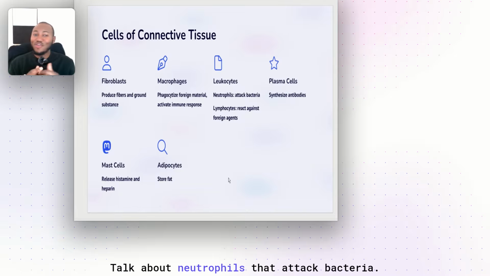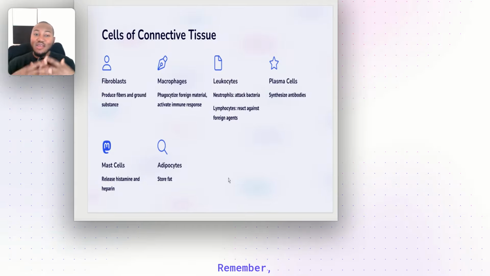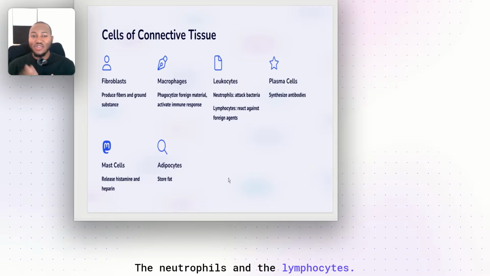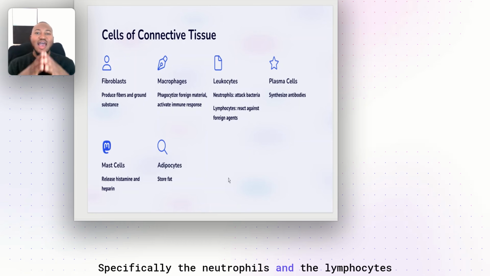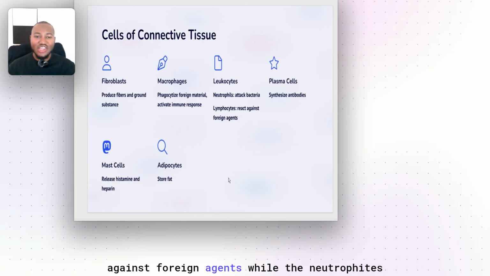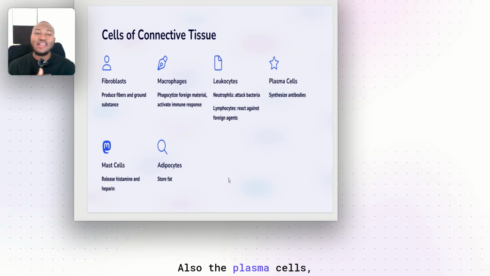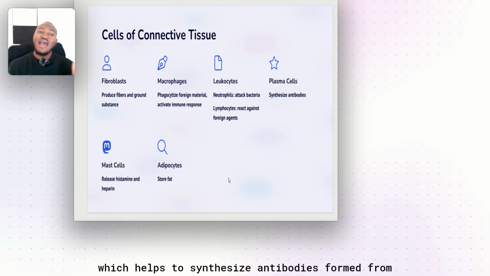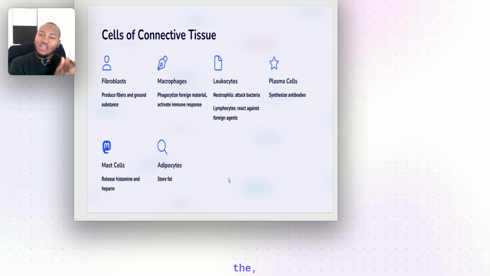You understand? You talk about neutrophils that attack bacteria. You talk about lymphocytes. Remember, leukocytes are divided into 5. The basophils, the eosinophils, the monocytes, right? The neutrophils and the lymphocytes. Specifically, the neutrophils and the lymphocytes are very important because the lymphocytes react against foreign agents, while the neutrophils fight against bacteria. Also, the plasma cells, which help to synthesize antibodies, formed from the B lymphocytes.